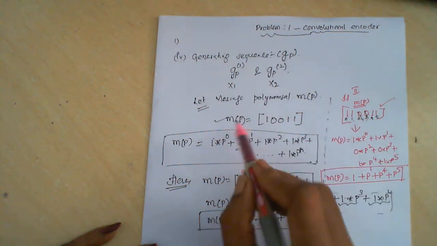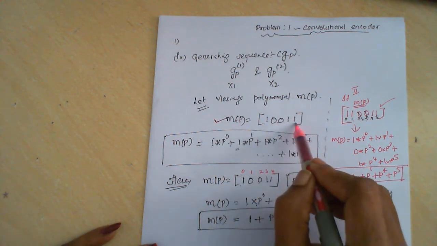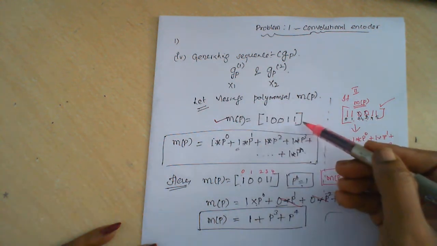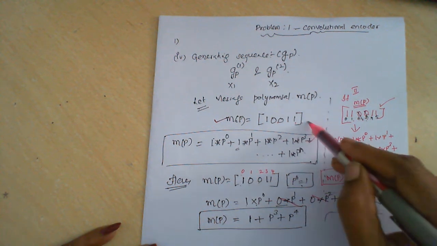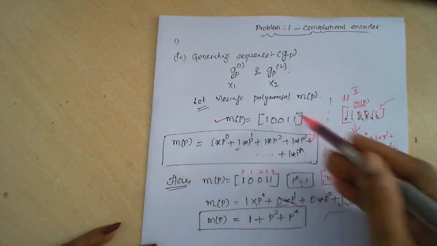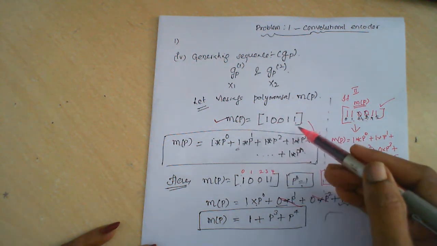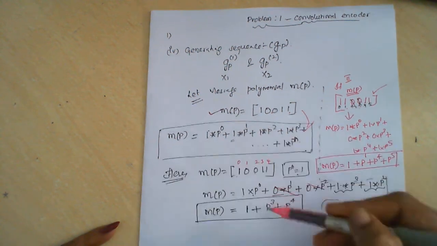If the message polynomial is given in the question, you should follow the given value with this combination. If they haven't given any message polynomial, you can assume any number of bits, at least 4 to 5 bits, and proceed in the same way.